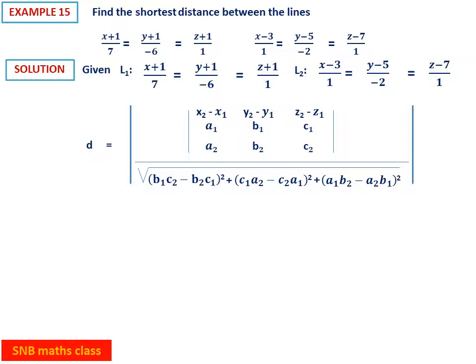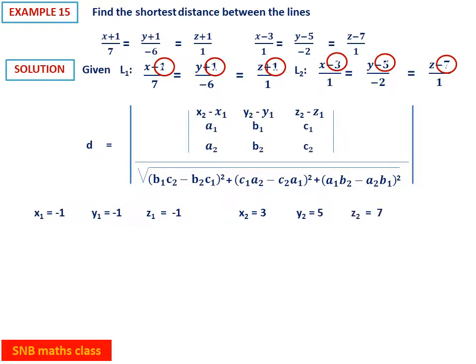So what is important is, given equations L1 and L2, you have to identify x1 y1 z1, x2 y2 z2, and then a1 b1 c1, a2 b2 c2. This is very important. Let us see. Here x1 is minus 1, y1 is minus 1, and z1 is also minus 1. The equation has x plus 1, which means x minus minus 1, so x1 becomes minus 1. Similarly, x2 is 3, y2 is 5 and z2 is 7.